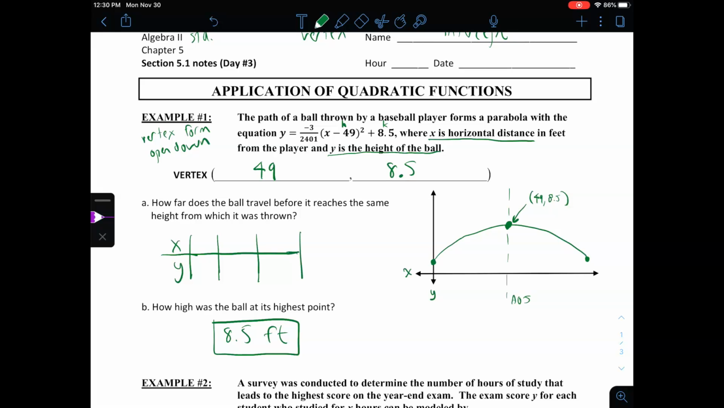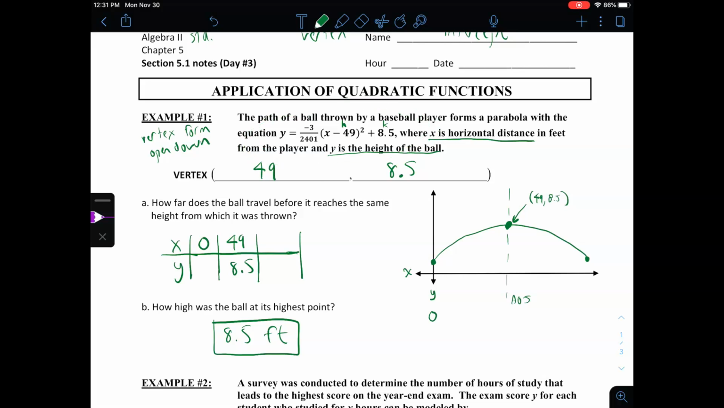So we know the middle point is going to be 49 and 8.5. Okay. What other x value do we know? Well, we know the starting point right here is when y equals 0, right? So we're going to plug in 0 into this equation up here, the original equation. Okay, that's how we do it.